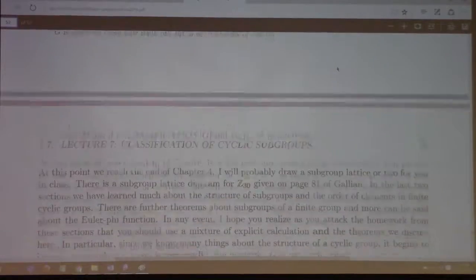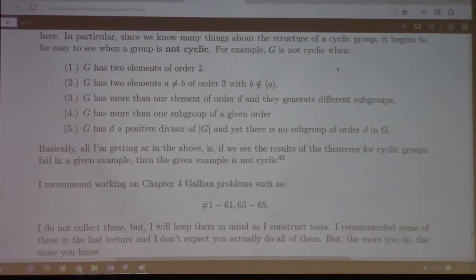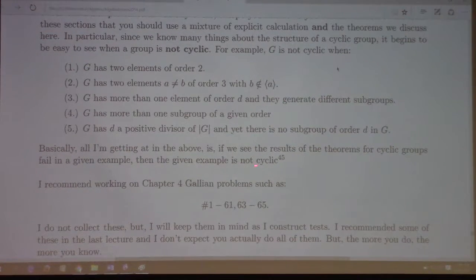Anyway, as usual, I'm out of time. But here is a list of things that you could look for as being violations of cyclicity. 2 elements of order 2. 2 elements A not equal to B of order 3 with B not in the subgroup generated by A. More than one element of order D that generate different subgroups. More than one subgroup of a given order. Positive divisor D of G, and yet no subgroup of order D. These are all dead giveaways, not a cyclic group.